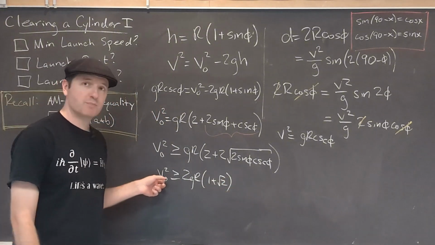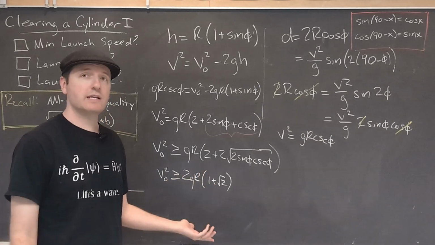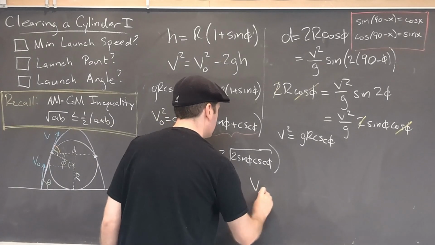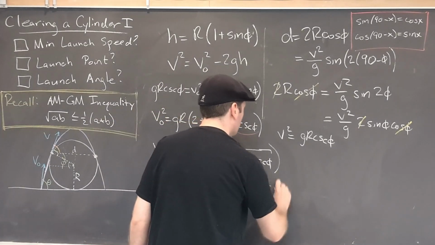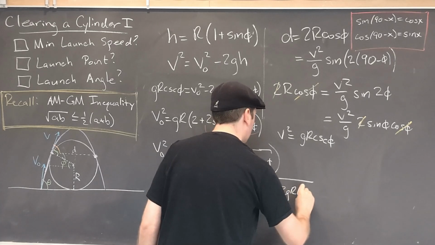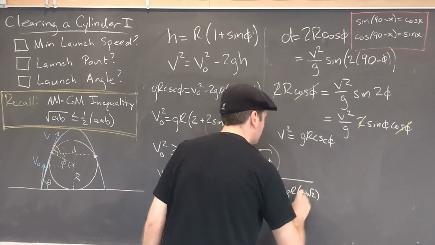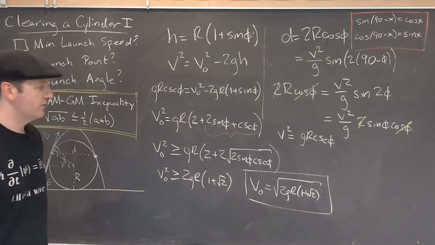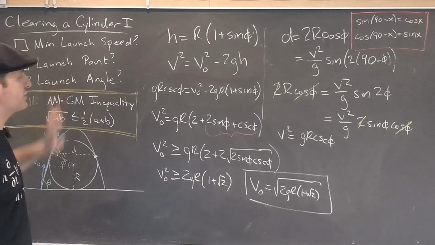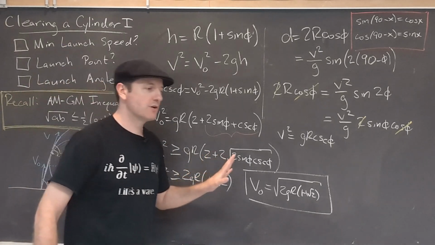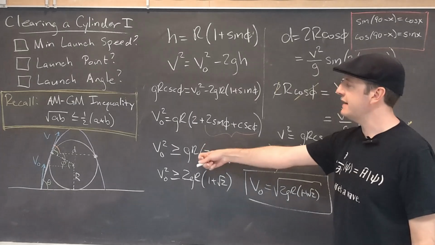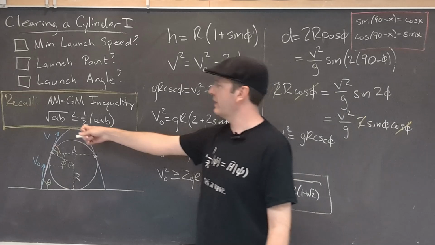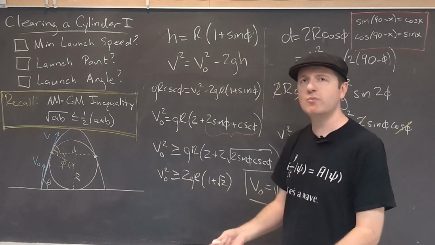That means that the minimum speed must be the speed that saturates this inequality. So I'll take the square root, and I'll find that my minimum speed is root 2gr times 1 plus root 2. How do you like that? No calculus involved. Okay, so we found our minimum launch speed. While we're at it, let me also mention that when we made this minimization, we might be interested in knowing when is this equal? What does it mean when they're equal?